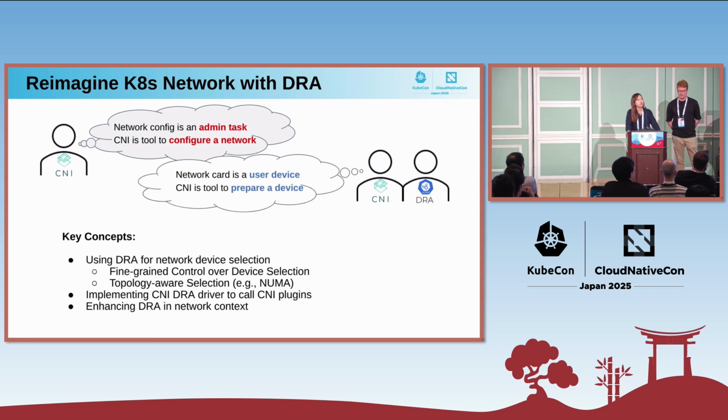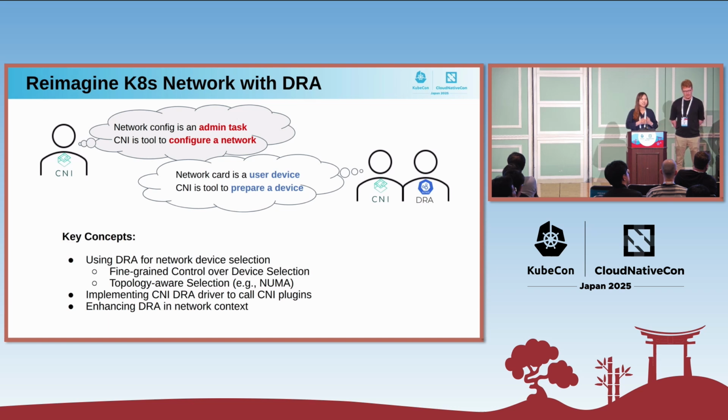The key concept of what we're thinking is, first, we're going to adopt the DRA framework for network cards. With that, we extend the capabilities for fine-grained selection of the device. We can specify which NIC and which kind of attributes we want for the container. At the same time, we can do topology-aware selection as well.